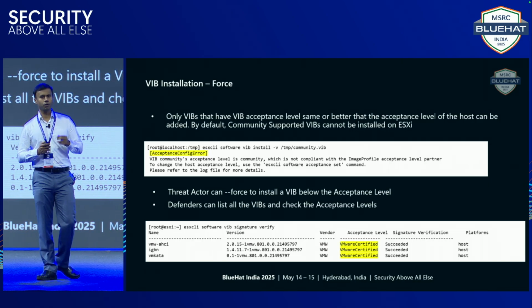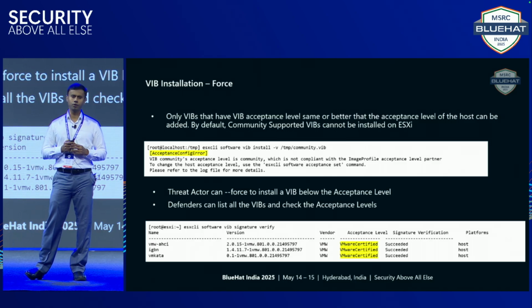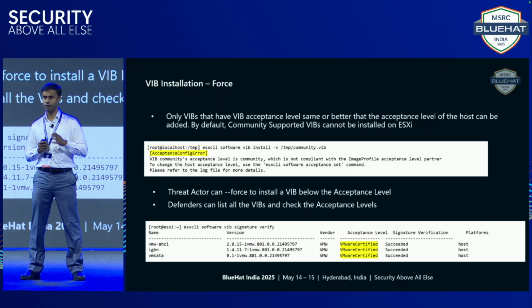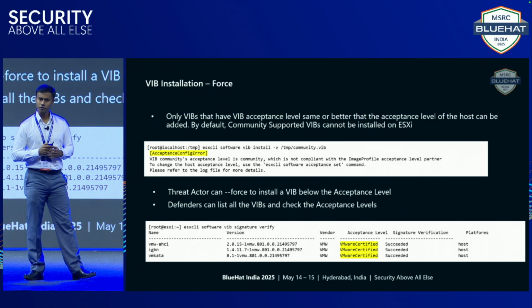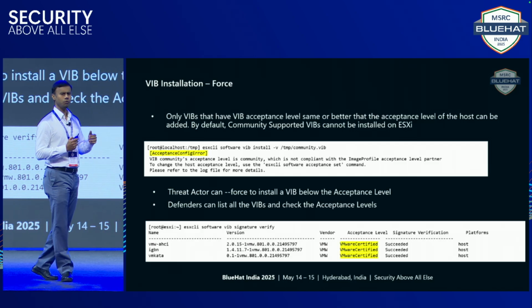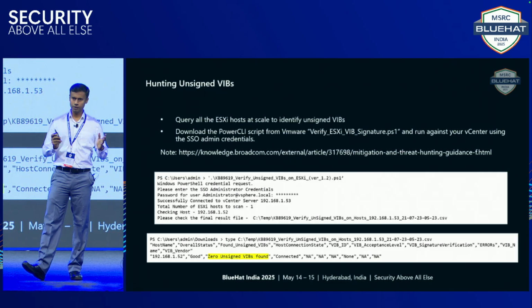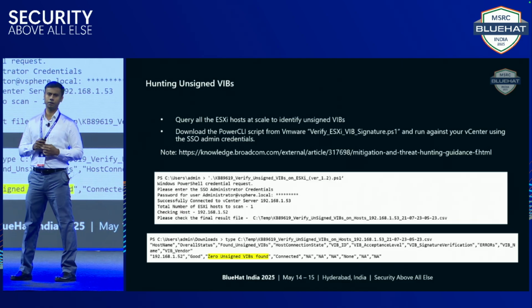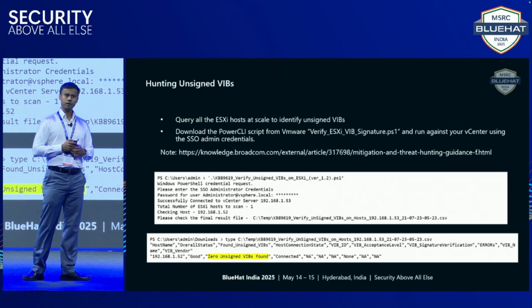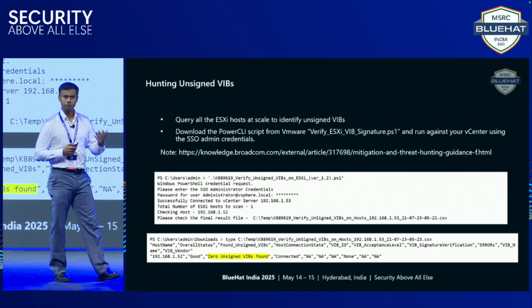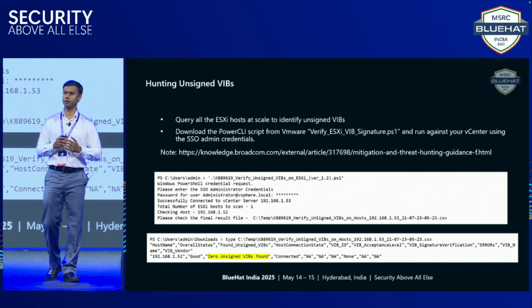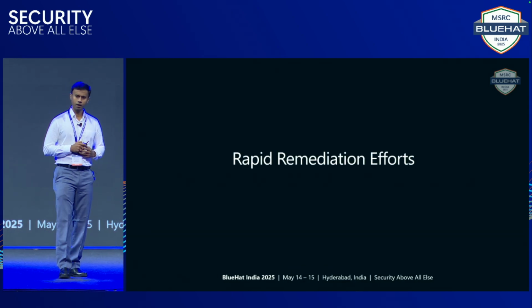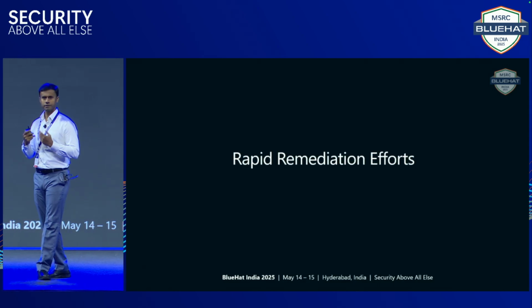Defenders, you can query your ESXi hypervisors, and you can list out all the installed VIBs, their acceptance level, as well as the signature verification status. And if you really want to query all your ESXi hosts at a large scale, then you can leverage a specific script issued by the VMware team, through which you can hunt for unsigned VIBs that are installed in the environment. So we talked about various attack techniques.